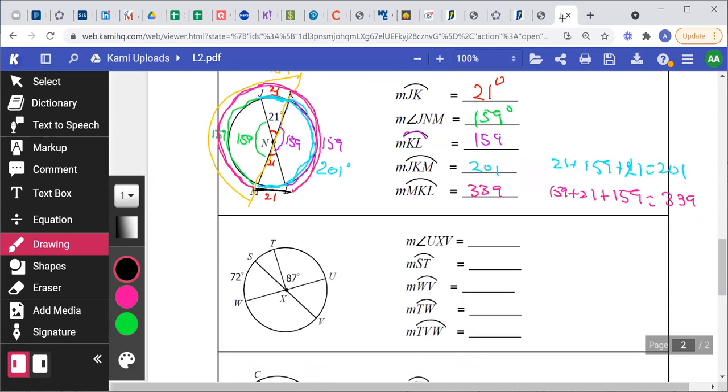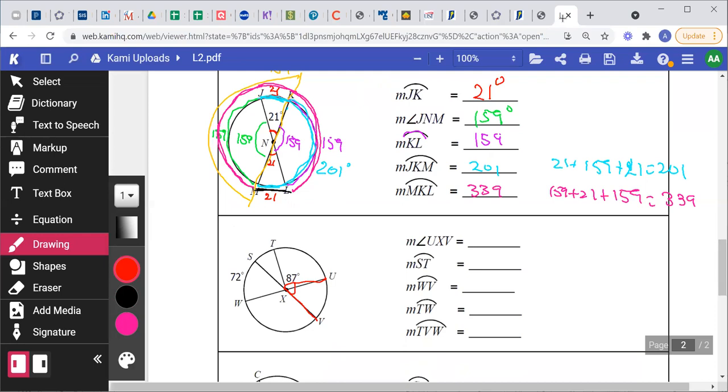So we're gonna use the same strategy to solve the next problem here. The measure of angle UXV. We're gonna move from U to X and then to V. You said? What is it? No, U to X to V, we don't know it yet.